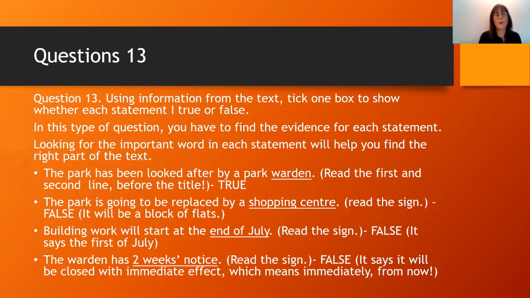Let's look at statement number 1. The park has been looked after by a park warden. Look for the word warden in the text. Now this is one of the tricky ones because it's in the line that is above the title. Some children forget to read a line that's above the title because they think it's not part of the story. Don't make that mistake. So read the first and second line before the title. It's true because it says Joe's mother is the warden who looks after the park. So this is true.